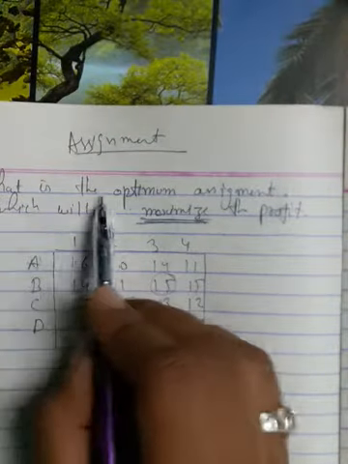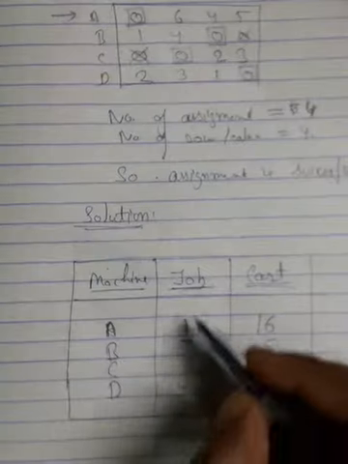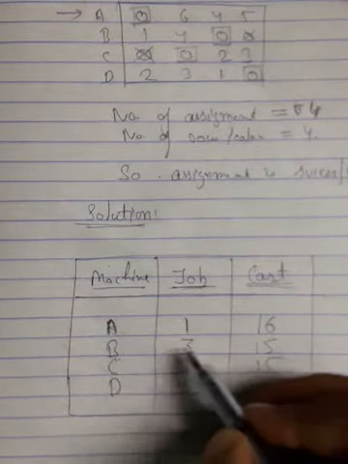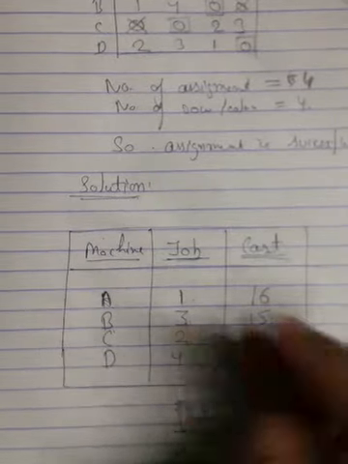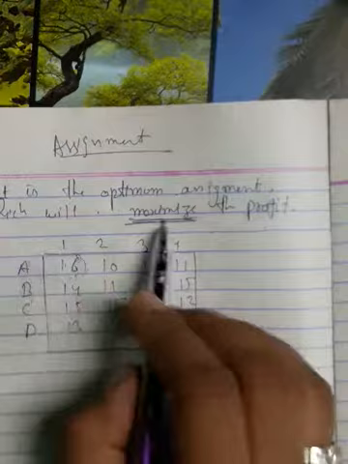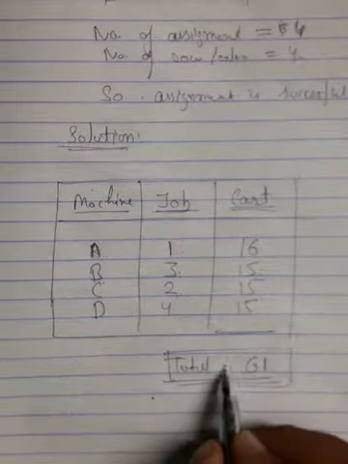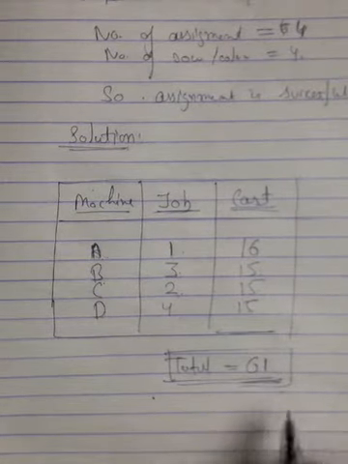What did he ask in the question? What is the optimum assignment? So this is your assignment. For machine A you assign job 1, for machine B you assign 3, and so on. Next, what will be the maximization, maximize the profit. To maximize the profit we did this assignment, and the maximum profit will be 61.